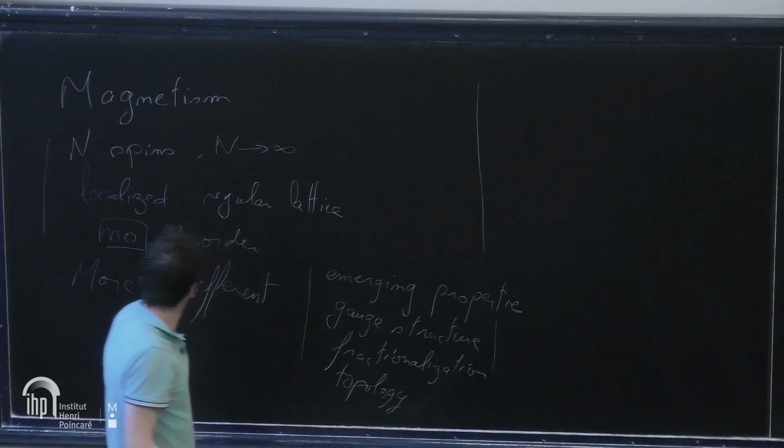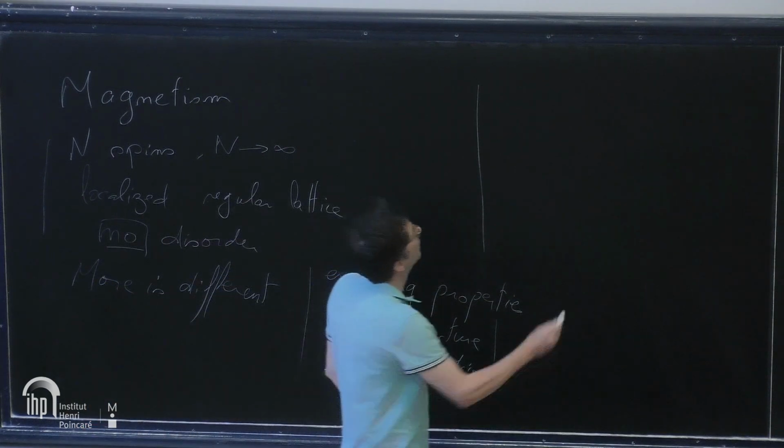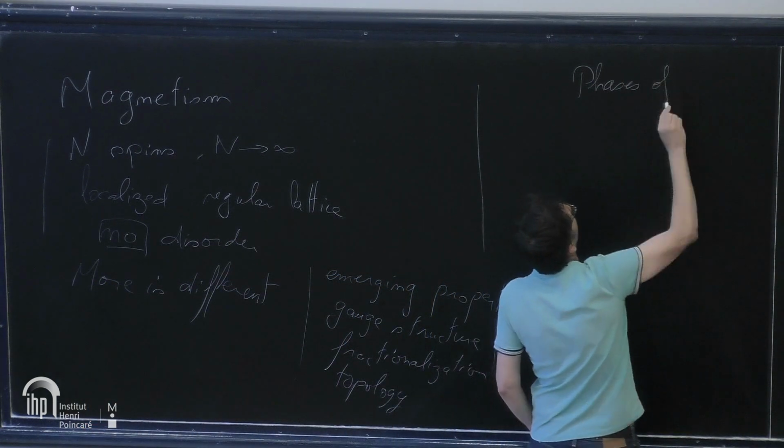Okay, then I still haven't defined exactly why people are calling that spin liquids. It's simply some analogy. So we want to describe phases of matter.